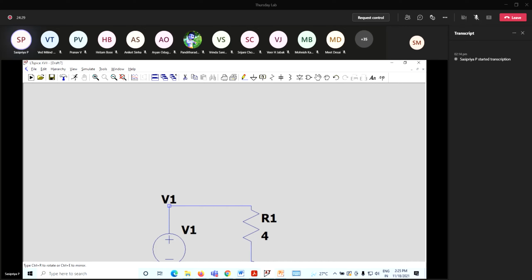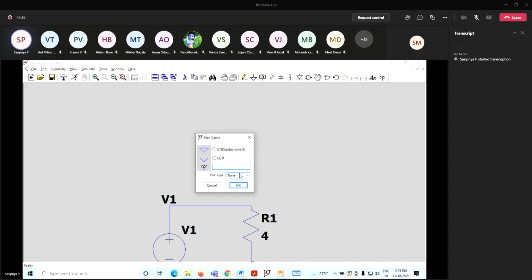This is labeled as V1. So obviously this will also be V1. Ma'am, how did you do this V1? Please, can you show this again? Same procedure. Next to ground. Next to ground, achha. We have something called label net.